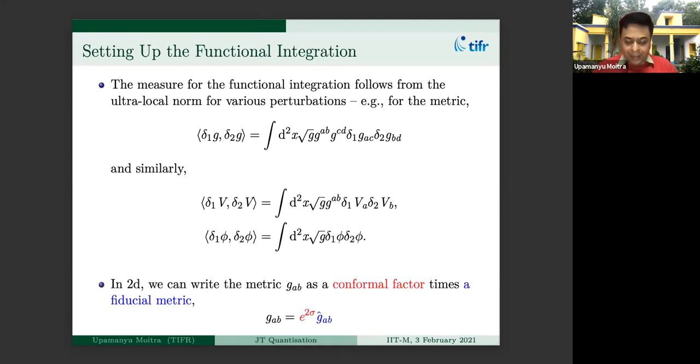So it is familiar to everyone from string theory that in 2D we can write any metric g_ab, at least locally, as a conformal factor, which is this e to the 2 sigma, times some reference or fiducial metric, let's say g hat ab. And this is obviously going to play an important role in our consideration.